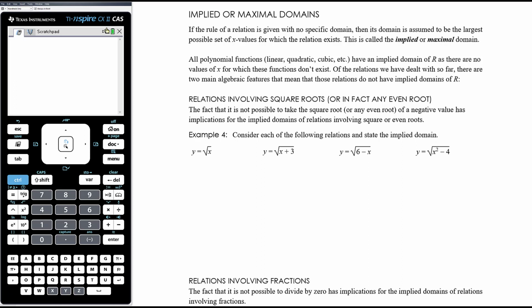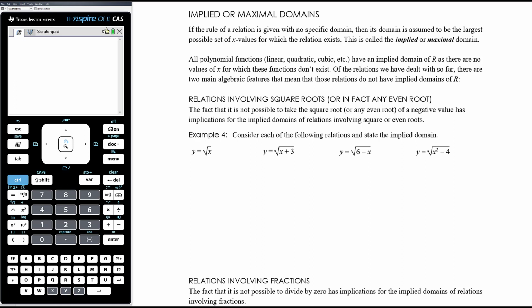Of the relations that we're familiar with so far, there are 2 main kinds of relations, or 2 main algebraic features in those relations that mean that they have implied domains that are not R. And the first is any relation that involves a square root, or in fact any even root, 4th root, 6th root, 8th root. And that's because it's impossible to take the square root or any even root of a negative value. And therefore that has implications for the domain of that function.